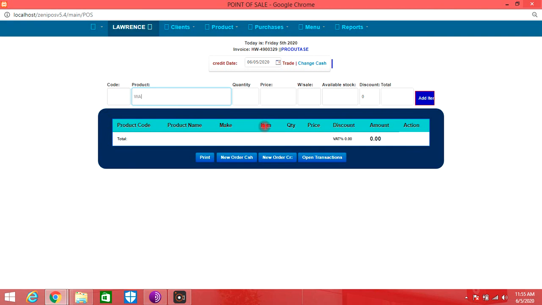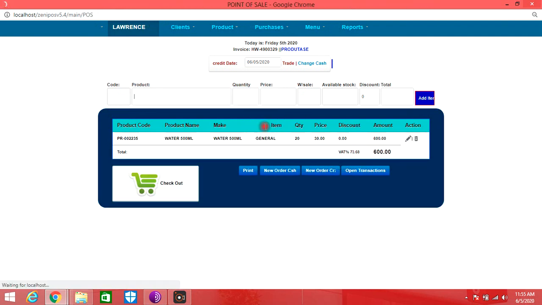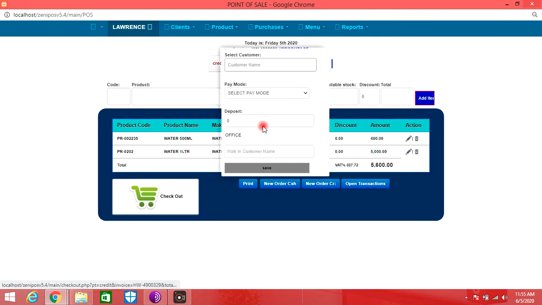When I type water half liter, it will tell me exactly what is remaining. They are 100. If I sell 20 pieces, next time I'm going to search the same water, it should tell me the remaining 80. So GG purchased 20 and we are selling to GG another 100 pieces. So once you check out and say it is GG.